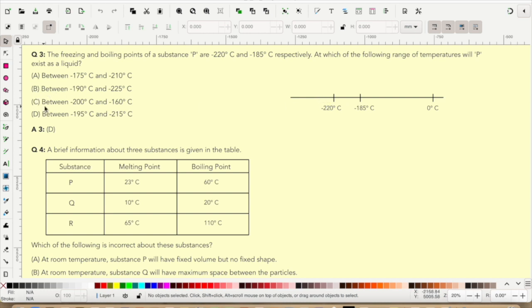Option C, between minus 200 degrees centigrade and minus 160 degrees centigrade. Minus 200 will be within range and minus 160 will be out of range. It will be right of minus 185 degrees centigrade. So this option is wrong. Option D, between minus 195 degrees centigrade and minus 215 degrees centigrade. Minus 195 will be within range and minus 215 will also be within range. So this is the correct option.